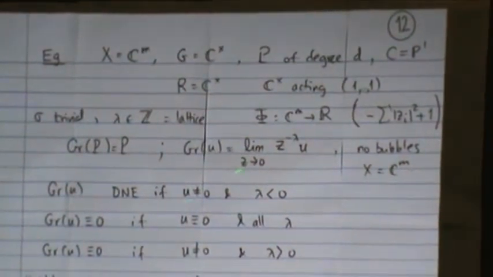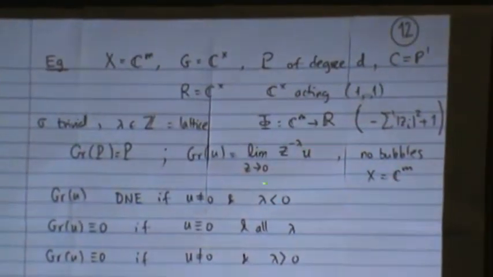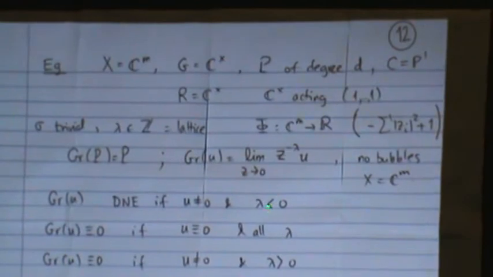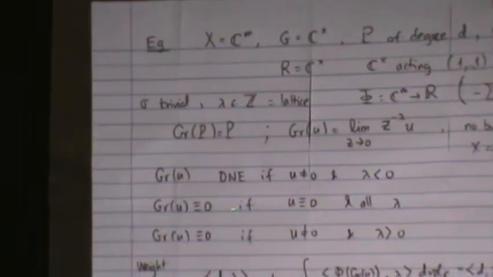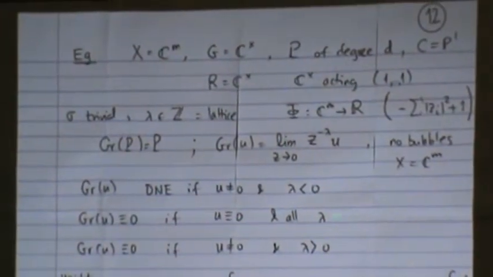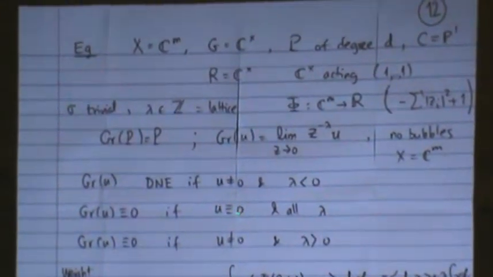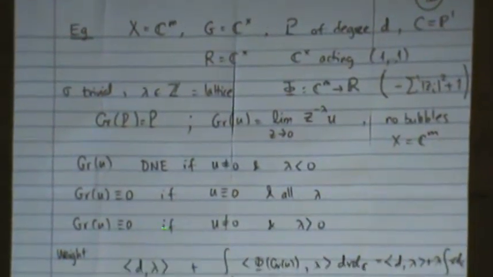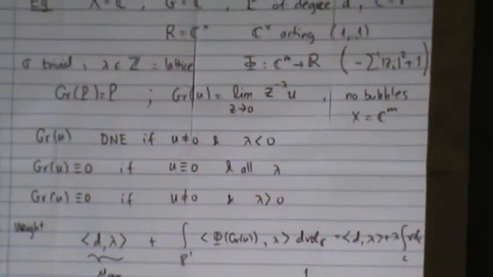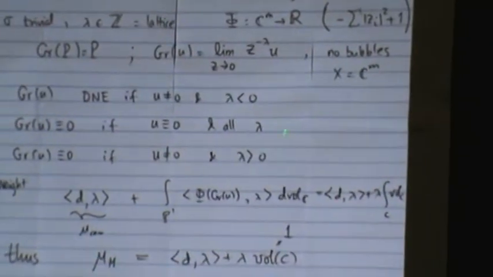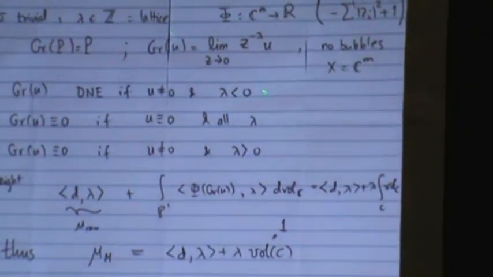So just very quickly, this limit would only exist if, for instance, this is strictly positive. I made a mistake there. Okay, so it doesn't exist if this is positive. The graded U would be 0 for all lambda if U is exactly 0, and the graded U would be 0 if U is different from 0. This is strictly smaller. That's it. So these are the conditions. So notice that I made a mistake in that.